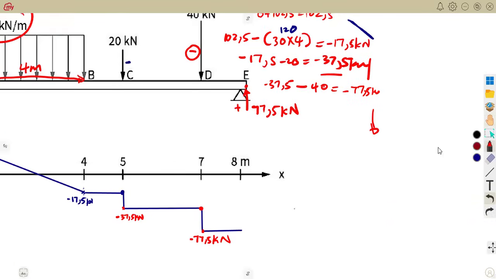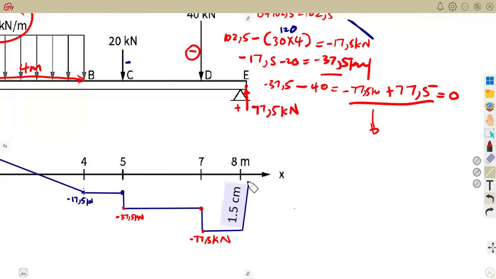We must add that 77.5 here. So adding this, it was going to give us a 0. So as you go up, you are going up to where? Up to 0. So that is the case, guys, of your question. Just forgive me this, I can't be accurate enough. But this is the case.